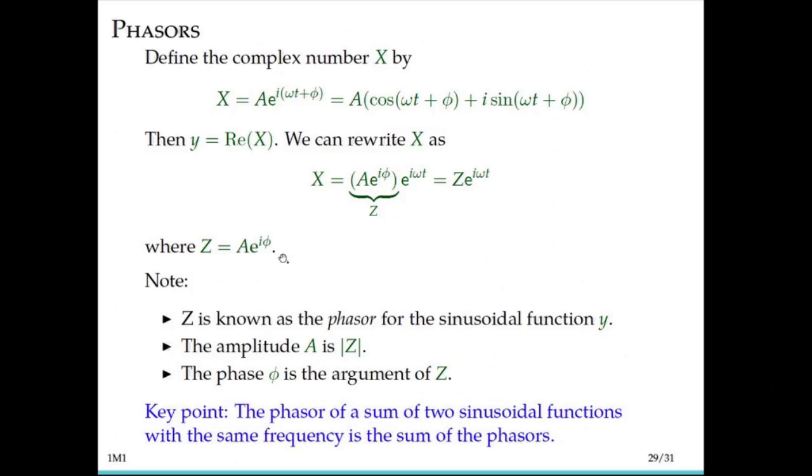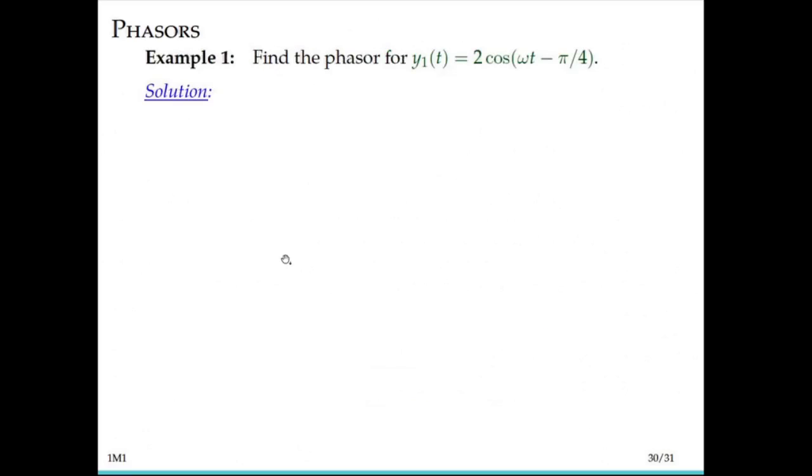A key point, one of the reasons why it's useful to introduce phasors to describe sinusoidal functions, is that the phasor of the sum of two sinusoidal functions with the same frequency, omega, is the sum of the phasors. So you just would have a phasor for each sinusoidal function and add those together. And we'll see why this is by looking at some examples. So let's first look at this example which is shown here.